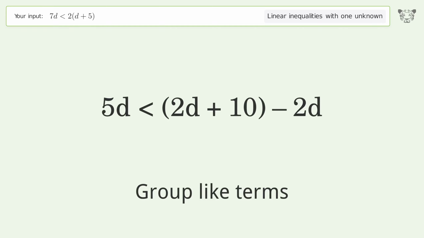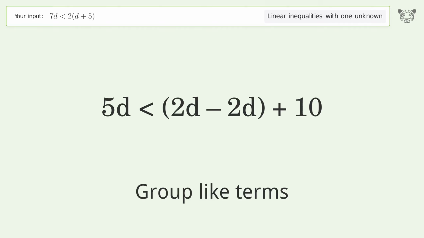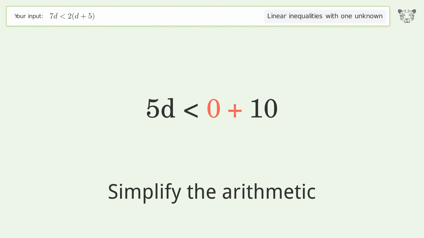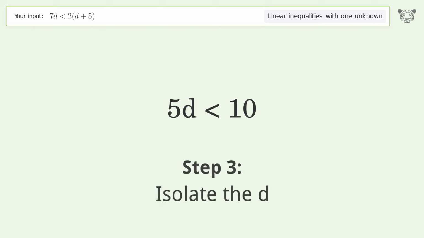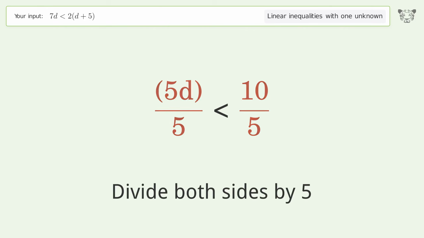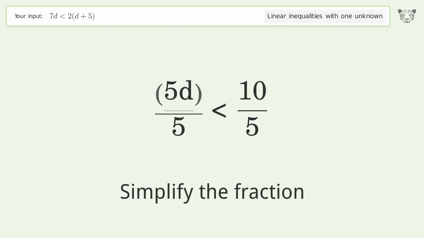Group like terms. Simplify the arithmetic. Isolate the d. Divide both sides by 5. Simplify the fraction.